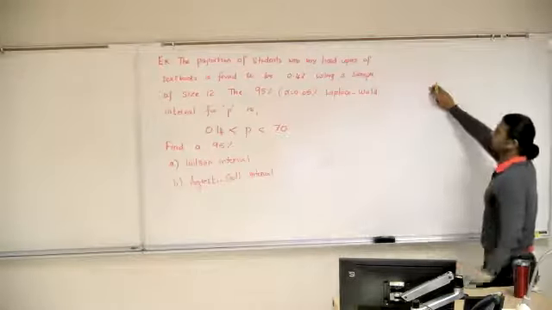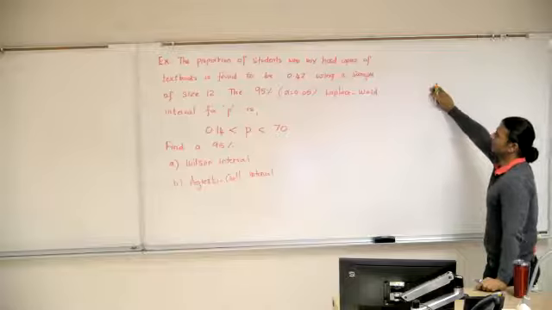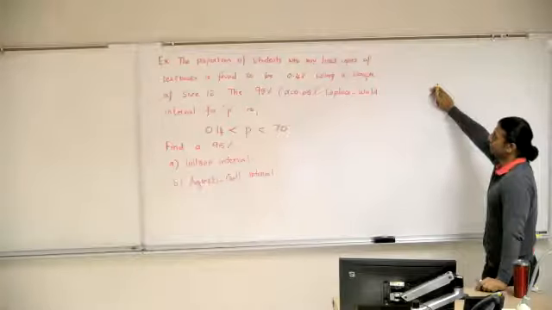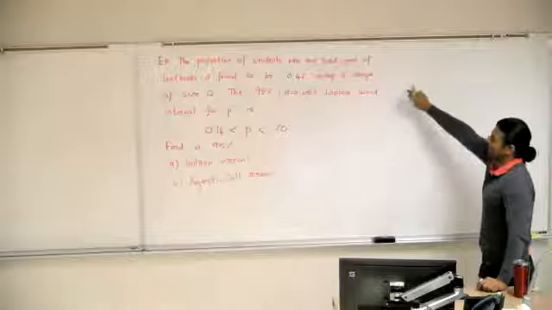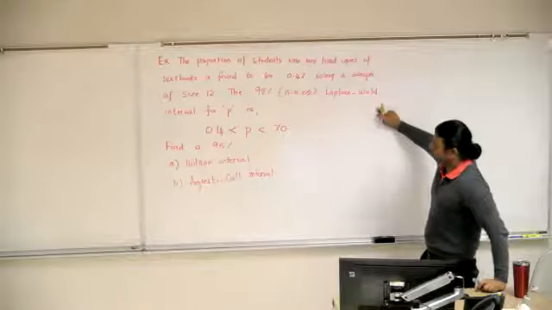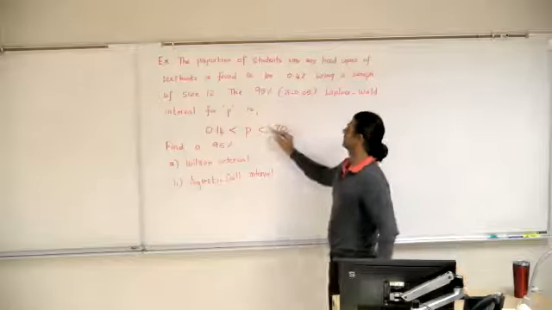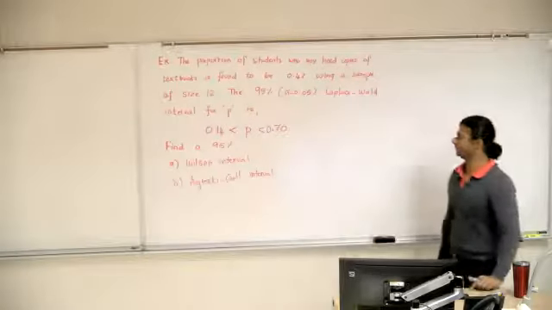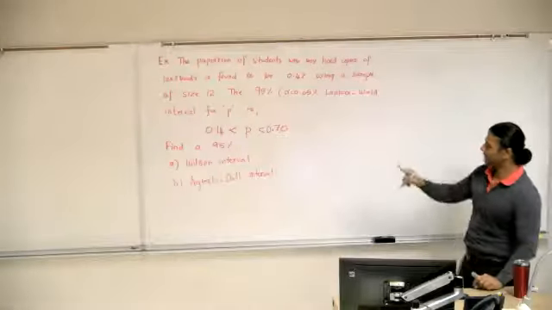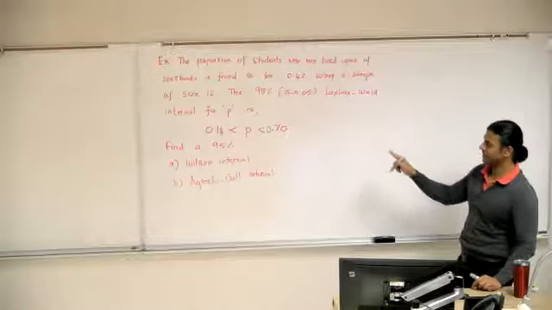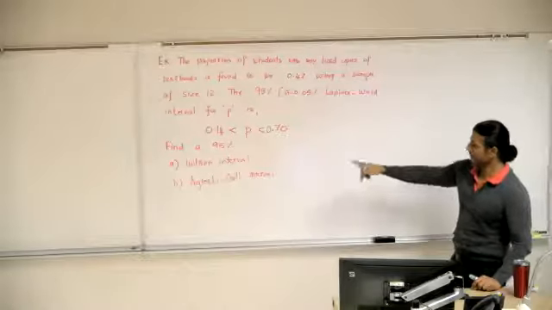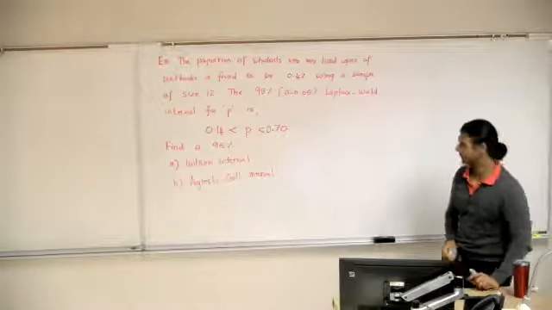So the proportion of students who buy hard copies of textbooks is found to be 0.42. We use a sample of size 12 from last time. The Wald confidence interval happened to be 0.14 less than p less than 0.70. We want to find a 95% first Wilson interval, second Agresti-Coull interval.